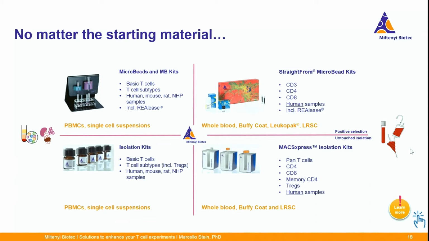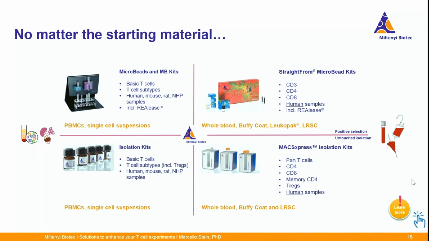Second, and almost equally versatile, we have the isolation kits that are ideal for all untouched separation needs. The used starting materials are PBMCs or defined single cell suspensions. Also, the isolation kits cover basic T cells as well as almost any T cell subtype from different species like human, mouse, rat, and non-human primate. However, if you do not want to use a density gradient to prepare your PBMCs as a starting material, you can now isolate T cells also fast and directly from whole blood and blood products.